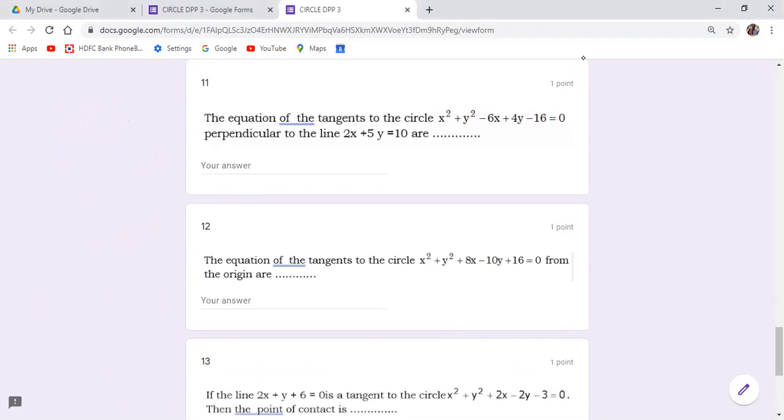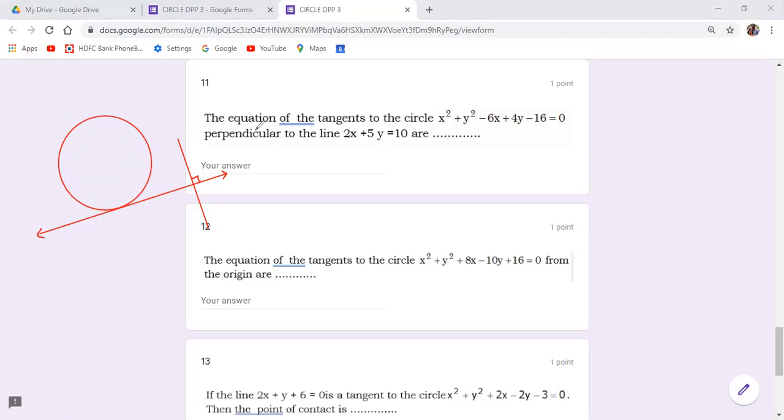Question number 11. If I give you a little more homework this time, don't feel bad. Okay? Yes, sir. Because you have to be perfect in it. You may have to spend a little more time, because this is a topic for your MHCET. Straight line and circle are one of the most important topics of MHCET.